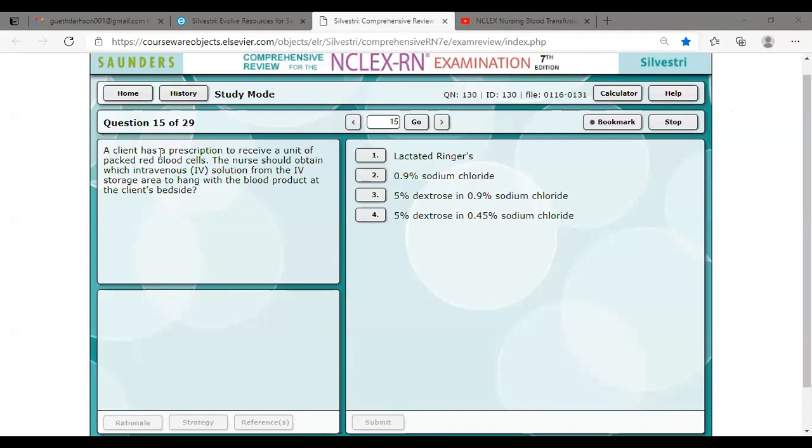A client has a prescription to receive a unit of pegged red blood cells. The nurse should obtain which IV solution from the IV storage area to hang with the blood product at the client bedside? My friend, if you go in the hospital, you can see the stand we use for the blood transfusion. It is called a T stand. It looks like the letter T.